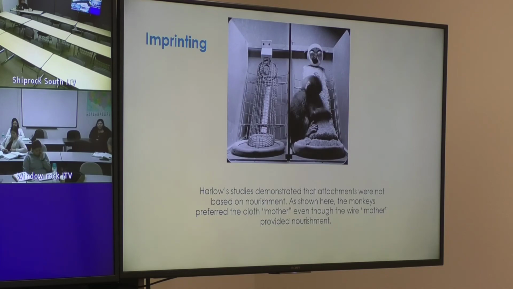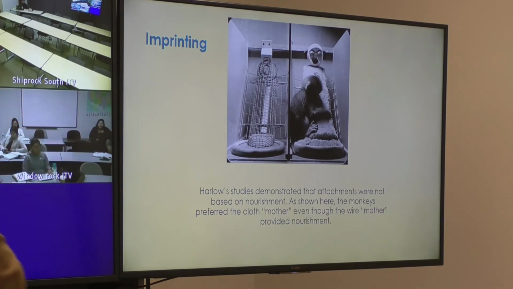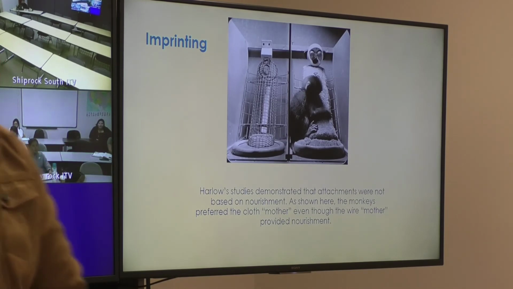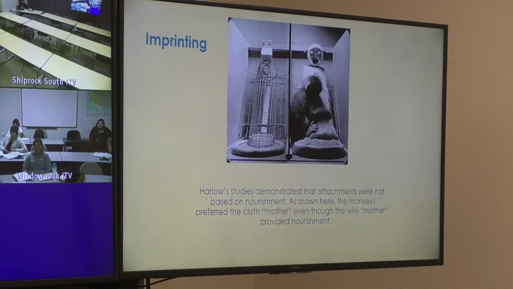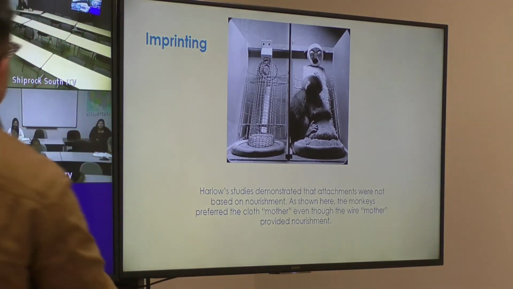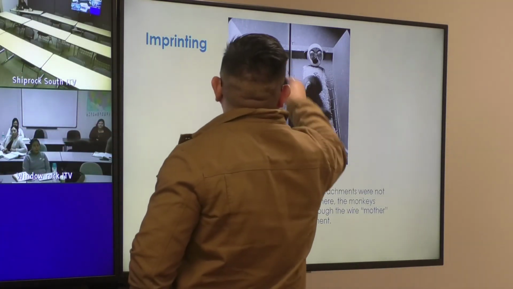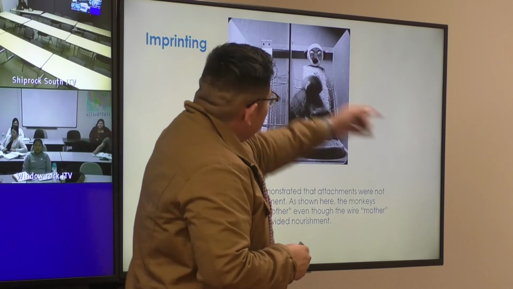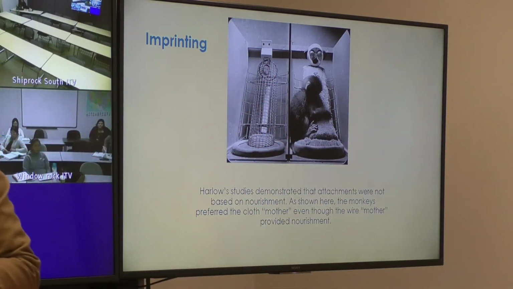Isn't that imprinting? So Harlow's study demonstrated that attachments were not based on nourishment. This is a monkey that was being given nourishment, but it was being taken away from the mom. This study primarily looked at the outlook that attachment was based upon a level of nurturance. So even though this wire right here provided sustenance and everything else, that little baby monkey did not want that. The baby monkey wanted some level of nurturance, even though it was a cloth rag.